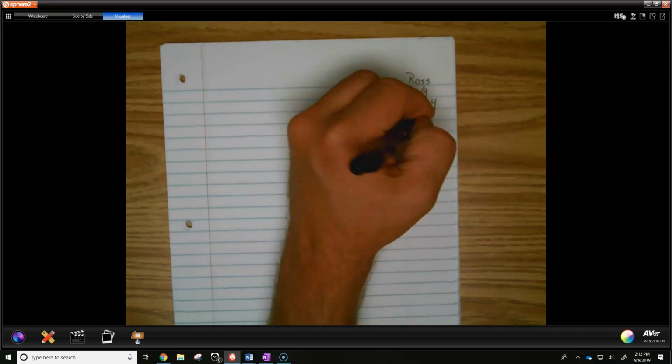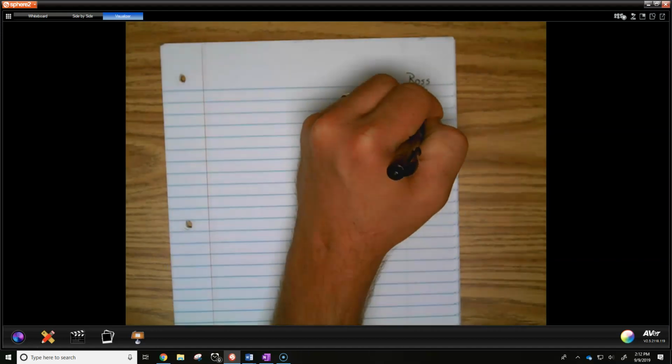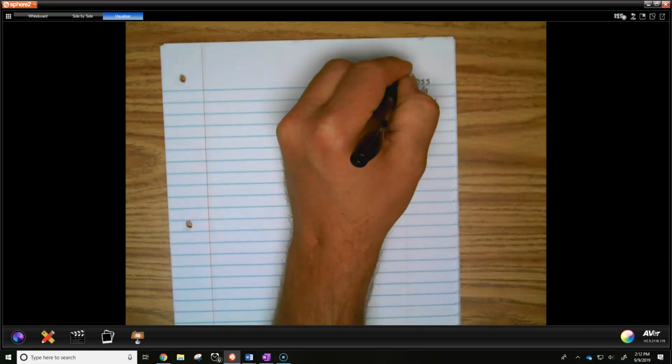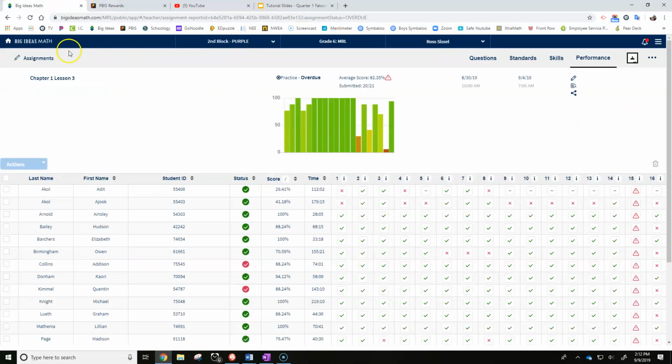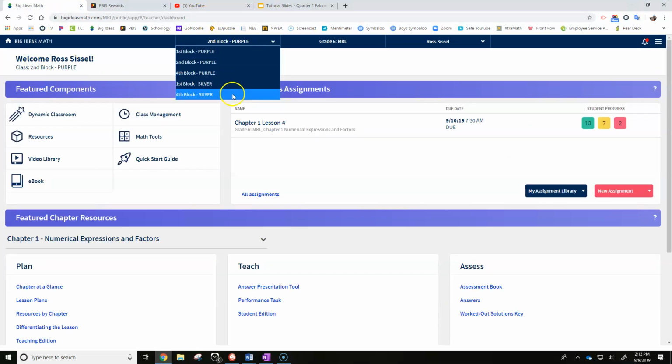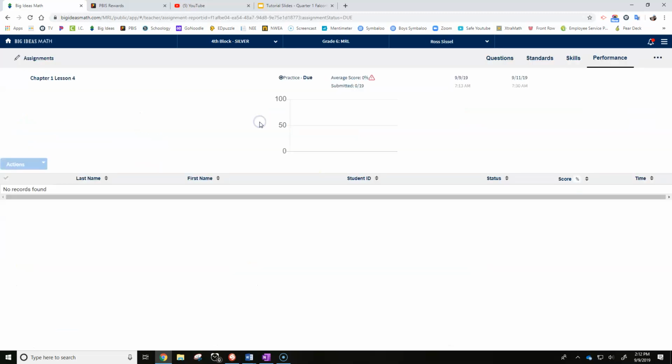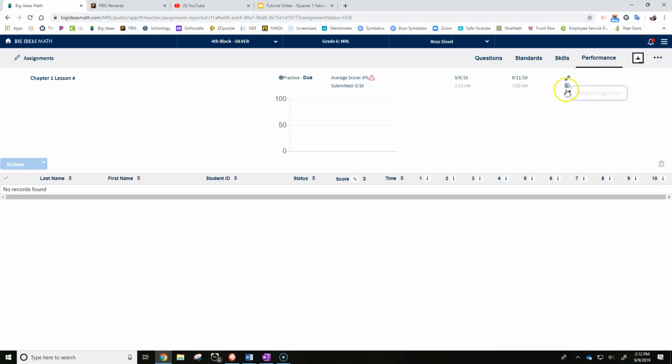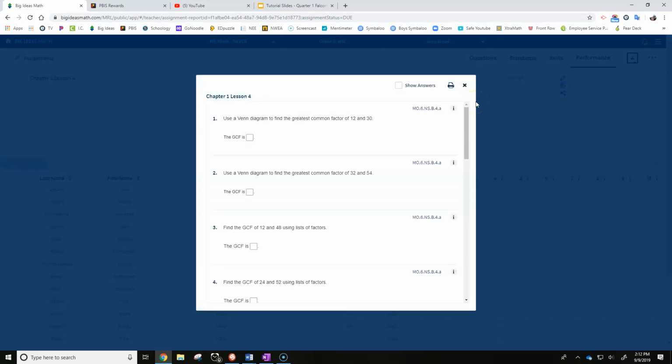The fourth line, we put the period. Why does it have to be in a certain order? Because it's easy for me to look through them and then I don't have to try to figure out what everything is. Okay, last thing. On your homework, the first 2 questions ask you, use a Venn diagram to find the greatest common factor.